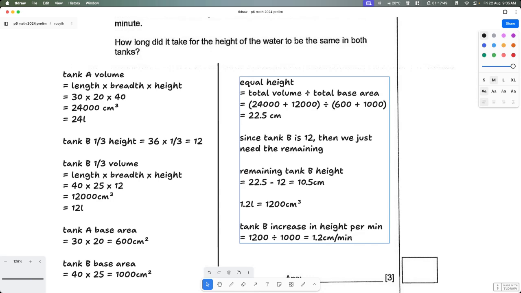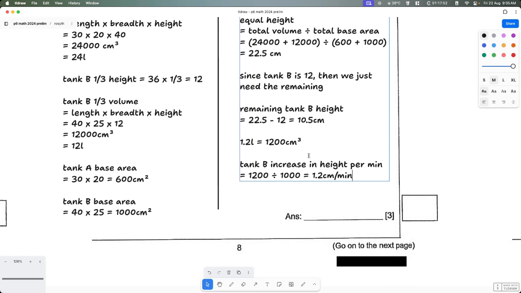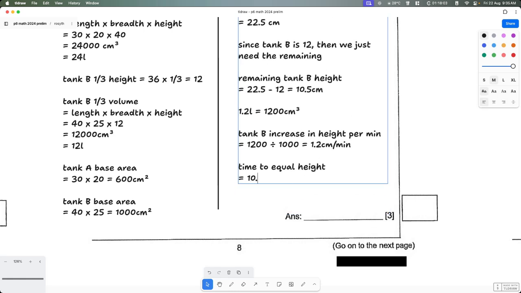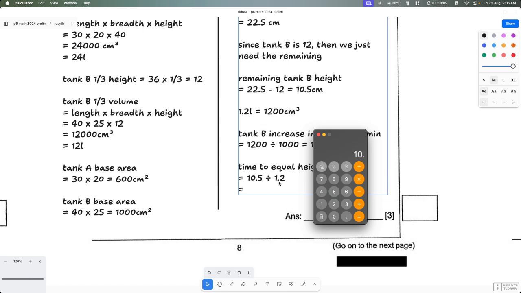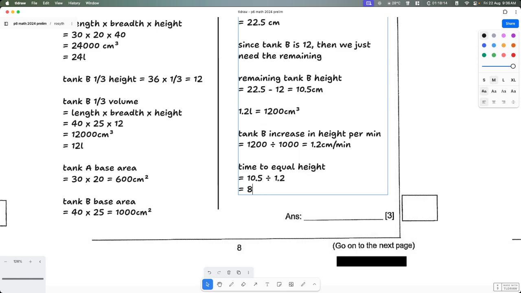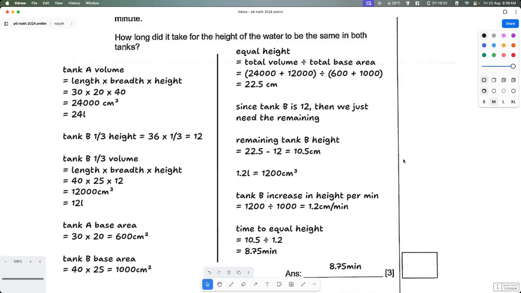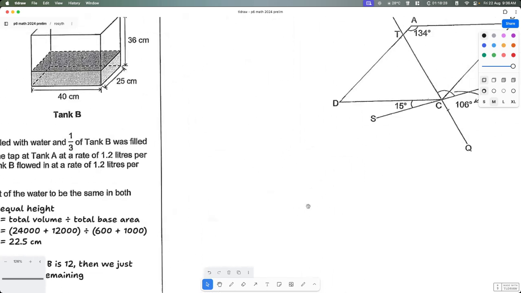Okay, so then time, so how long did it take? So time to equal height is equal to 10.5 divided by 1.2, right? Okay, and let's use the calculator. 10.5 divided by 1.2, and this will become 8.75 minutes. Okay, there you go. So it will take 8.75 minutes to become equal height. Right, that's it. There's a lot of steps over here. Okay, but yeah, let's move on to the next question.